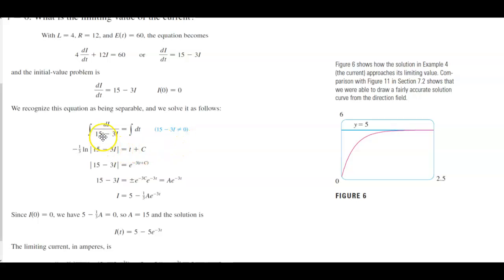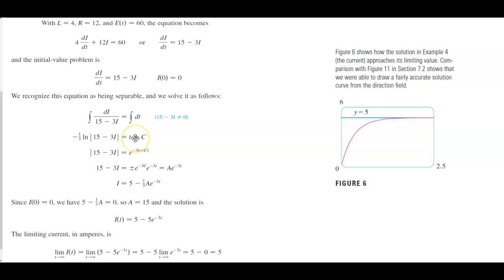So now we're going to end up with 1 over 15 minus 3i di, which is equal to the integral of dt. So taking the antiderivative of this, we would get negative 1/3 times the natural log of the absolute value of 15 minus 3i equals t plus c.